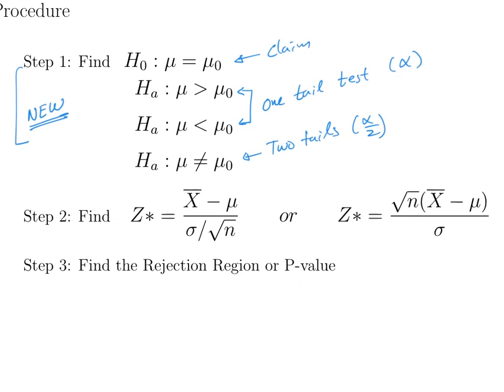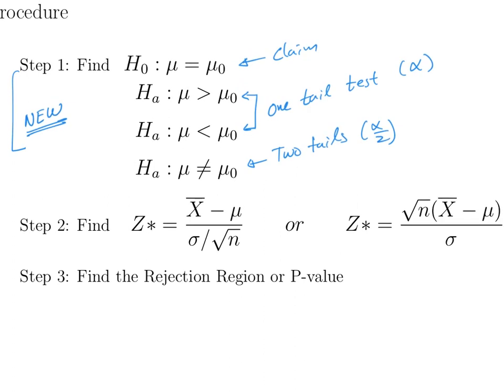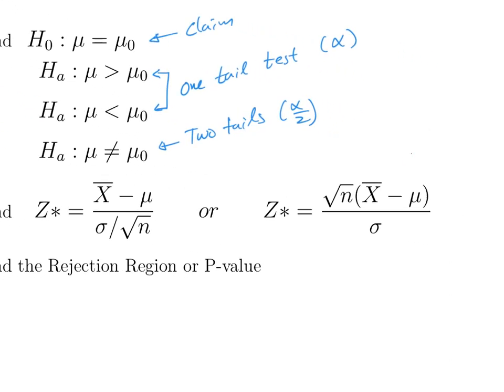Step 2, you did that in chapter 6. If you look closely at C star, this is the same formula from where? From section 6.3. This is the formula from the central limit theorem. The only difference is that I put a star on it there, and you'll see why. So therefore, this is not new. This is from section 6.3.